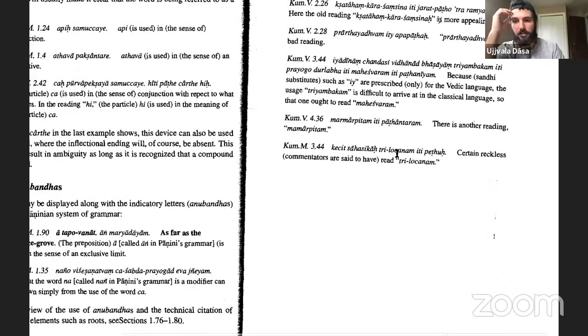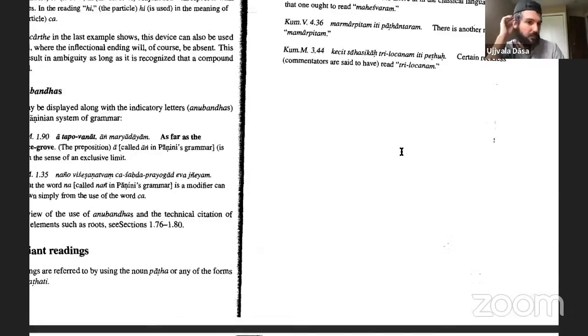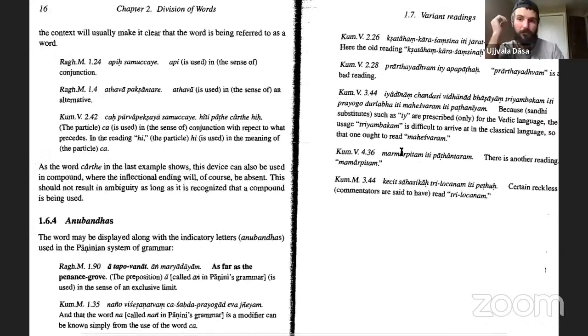Kechit sahasika trilochanam iti petuhu. So sahasika, they say, means commentators or reckless commentators. Some of them, kechit sahasika trilochanam iti petuhu, they will read trilochana, in whatever verse this is. So that's simple, but really useful.